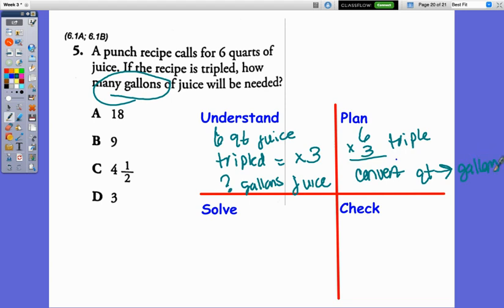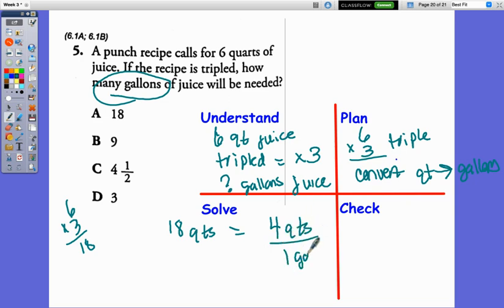Sorry, I don't know why I'm writing in green, you can't see it. So triple the recipe, I get 18. 6 times 3 is 18. So I'm starting off with 18 quarts. And then I look at my star chart and I find that there are 4 quarts in 1 gallon. I don't know how many gallons that is, but I do know this.